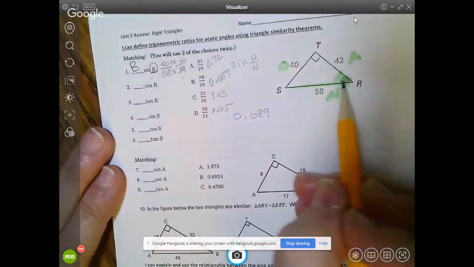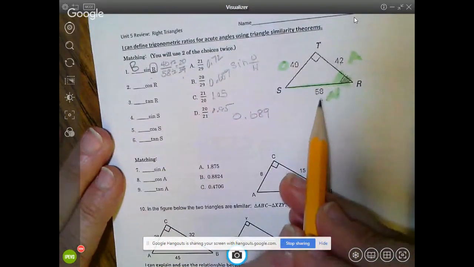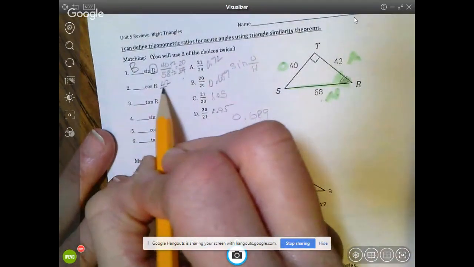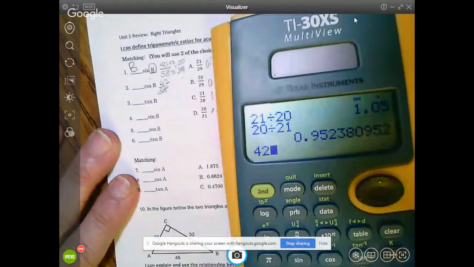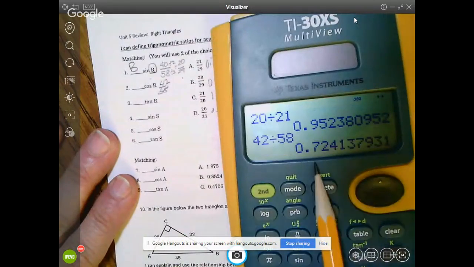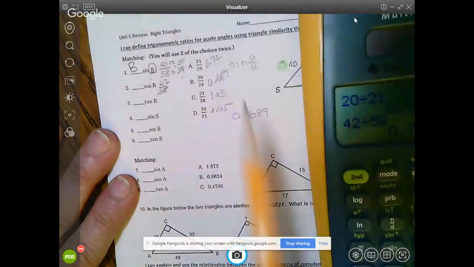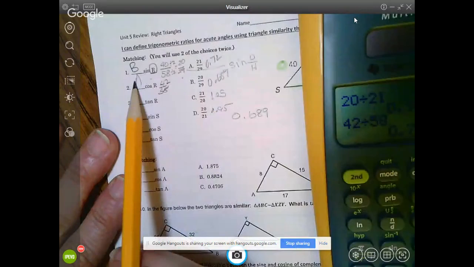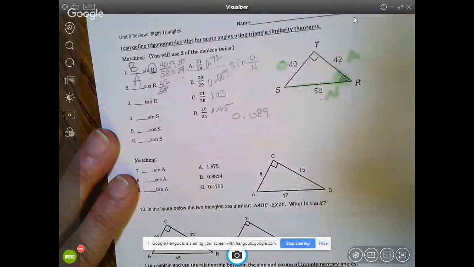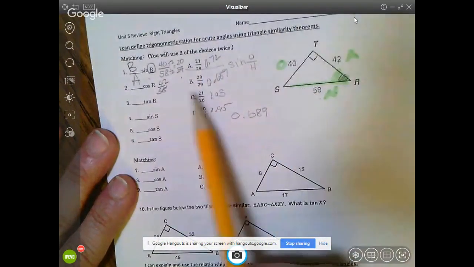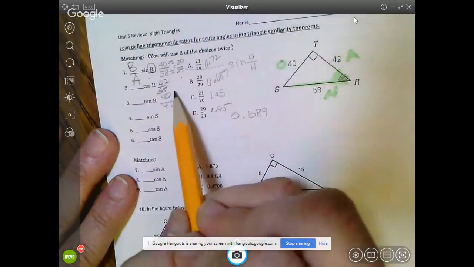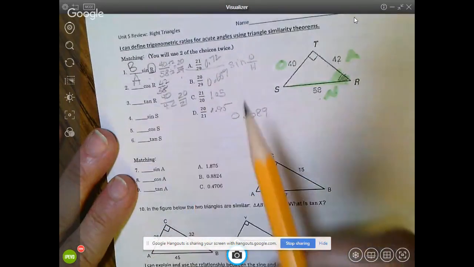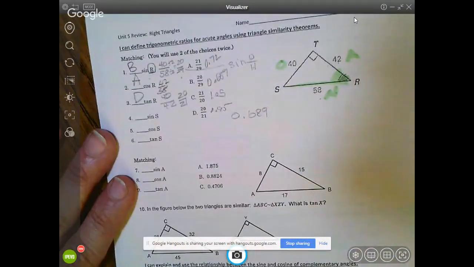Cosine R we know is adjacent over hypotenuse. So I've got 42 over 58. I'm going to show you the hack again. So in my calculator, all I'm typing in is 42 divided by 58. My decimal is 0.72. So that means I know it's going to match up with choice A. My tangent for R is opposite 40 over adjacent, which is 42. This one I'll reduce the fraction. That's 20 over 21. So choice D. I don't know why they had that as the first, but that's what they did.